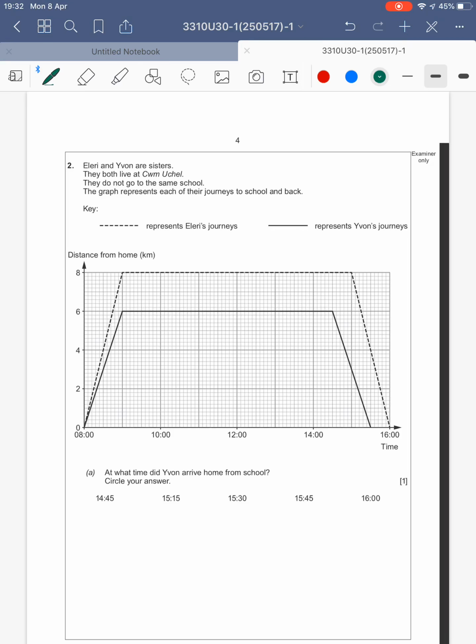Question 2 gives me some information about Hilary and Yvonne's journeys to and from school, and then we've got some questions on it. Question 2a, at what time did Yvonne arrive home from school? So we're looking at Yvonne's graph, which is the solid black line, and you can see that she arrives home from school at this point here. Well, that's 1400 hours and that's 1600 hours, so this bit here is 1500 hours, and that's halfway between 1500 and 1600, which would be 1530.